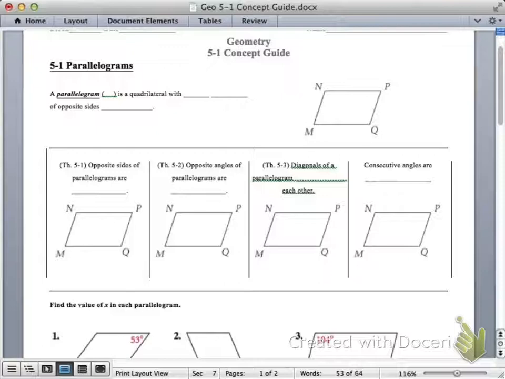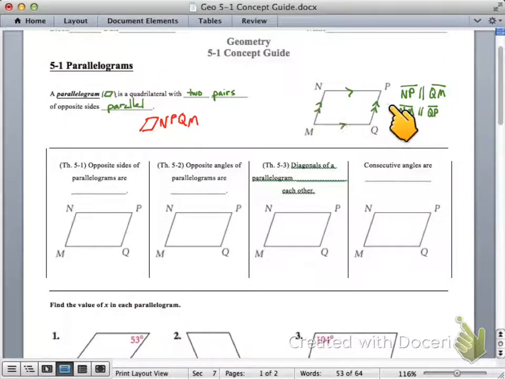Anyway, what is a parallelogram? Well, as the name suggests, parallelograms have to do with the parallel stuff. This is the symbol that we're going to use for parallelogram. You'll draw a little parallelogram. It's a quadrilateral with two pairs of parallel opposite sides. So if we're going to name this parallelogram NPQM, we would end up with these opposite sides being parallel, and that's what makes a parallelogram a parallelogram.